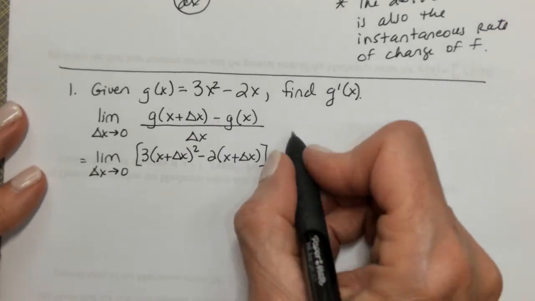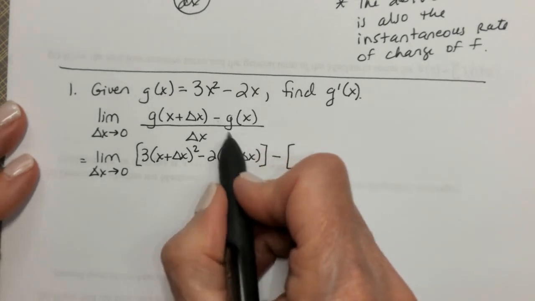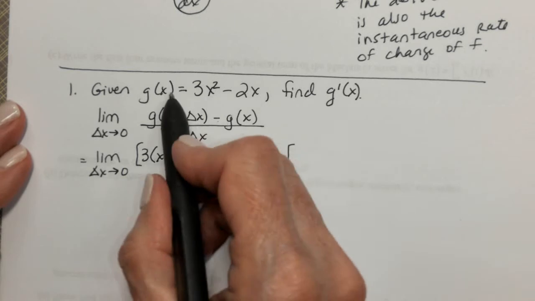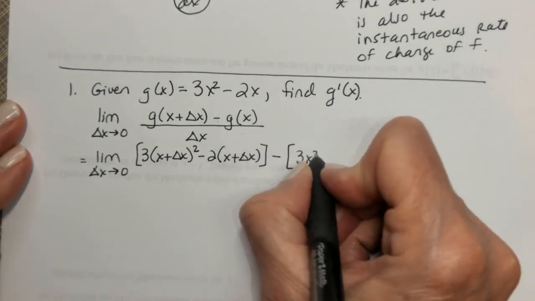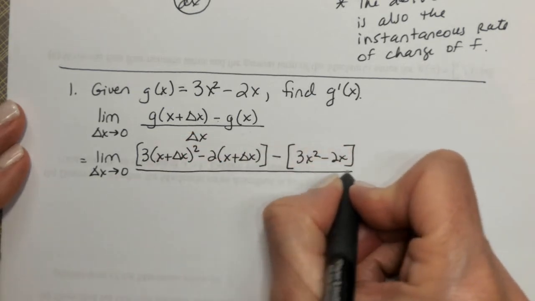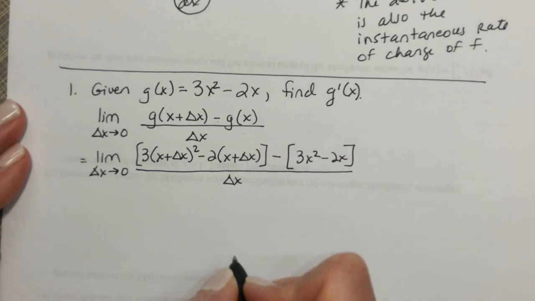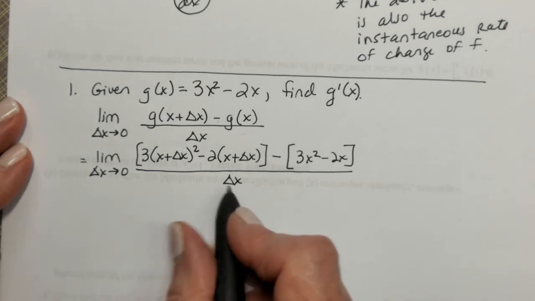Now I need to write down that minus sign. I'm going to put another set of brackets for g of x. G of x is just 3x squared minus 2x. Just like that. All divided by delta x. Okay. This may or may not be looking familiar to you yet. Let's keep on going.